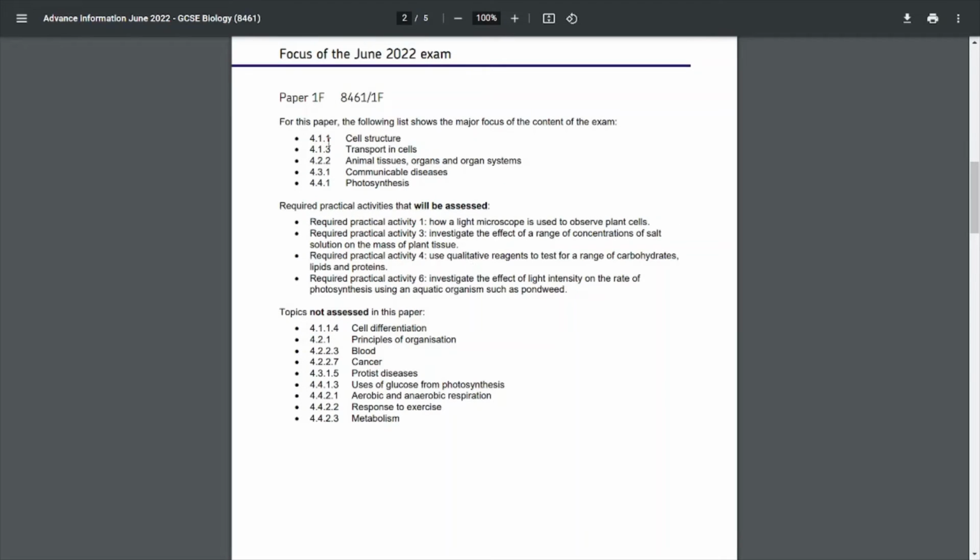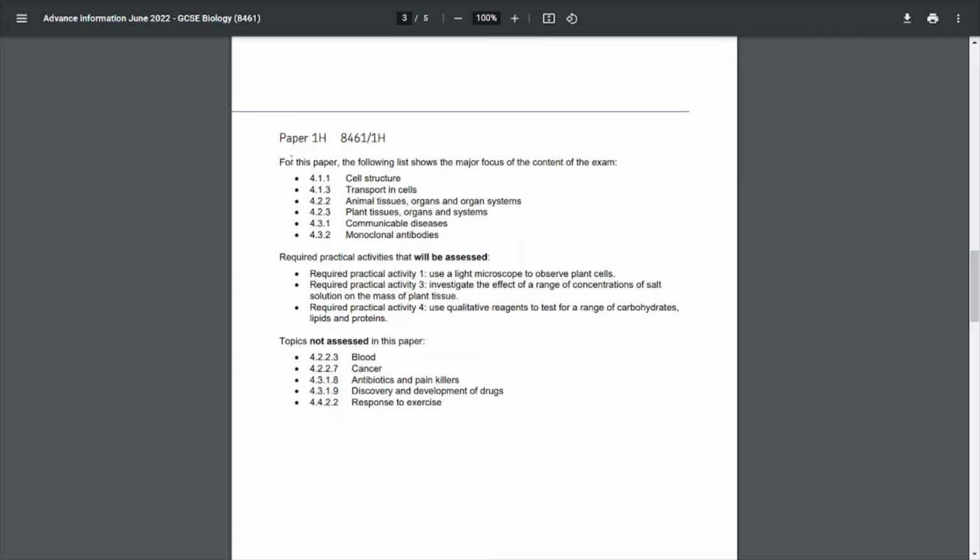So if you're taking biology as a separate science, or triple science as I refer to it, once again, your major focus is photosynthesis and the photosynthesis required practical. What's been taken out of your exam is basically all of the respiration stuff, so metabolism. You don't need to worry about that, as well as the uses of glucose that's been taken out of your exam as well. And in Triple Science Higher, you don't actually have a major focus, but everything in here might come up, apart from the response to exercise that we're not going to go over, and the required practical.